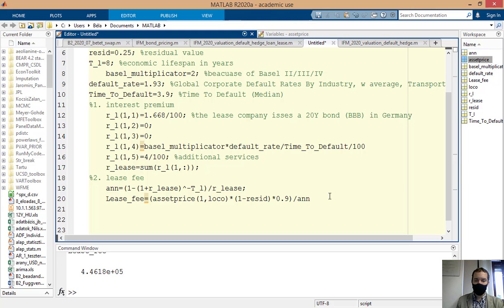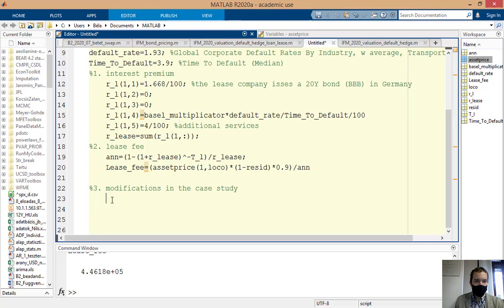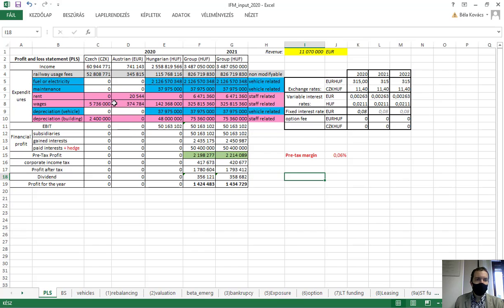So what do we need from the case study? Modifications in the case study. What is necessary? So we have to have the following issues. So in the profit and loss statement, daily usage fee remains the same. Fuel and electricity will be determined by the locomotive. Maintenance will be 0 because it's a full service lease.